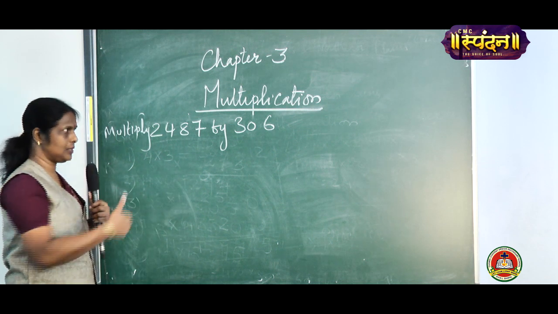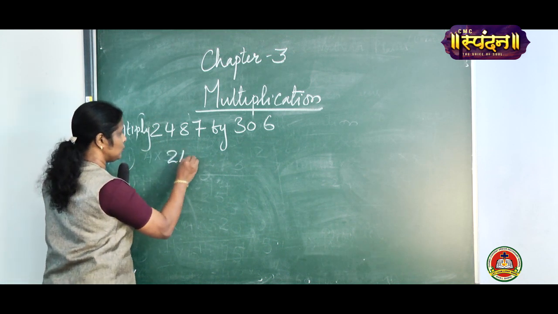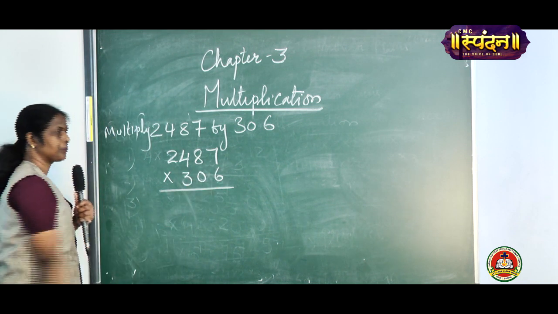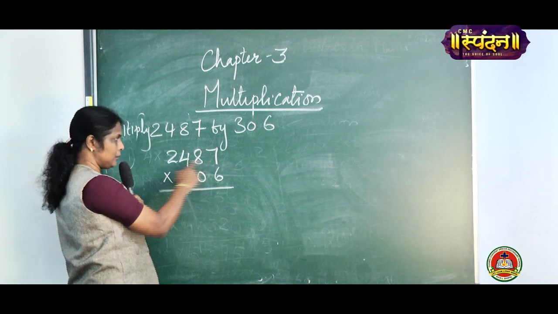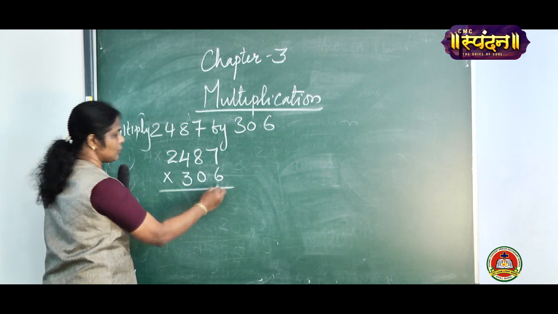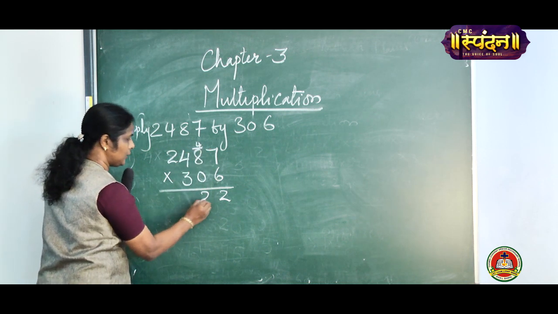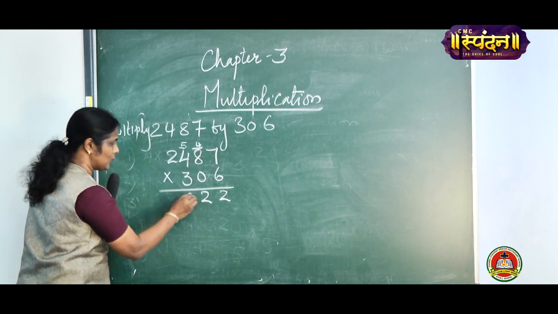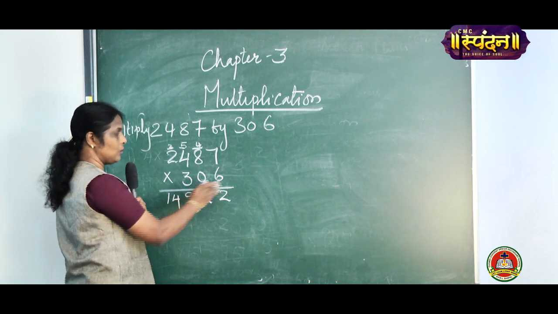The same way, as it is a 3-digit number, we will be following the 4 steps. The first step is you will be writing 2487. You are going to multiply by 306. Here we are going to start the first step, that is multiply the number 2487 by 6. First multiplication by 6, which is in the ones place. 6 sevens are 42, 2 carry over 4. 6 8s are 48, 48 plus 4 is 52, carry over 5. 6 4s are 24, 24 plus 5 is 29, carry over 2. 6 2s are 12, 12 plus 2 is 14. Now the first step is over.